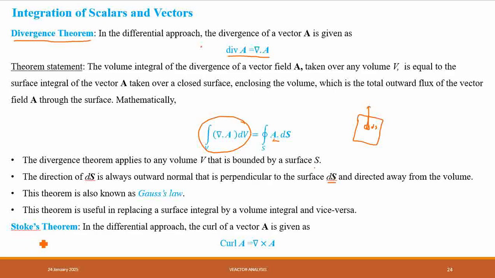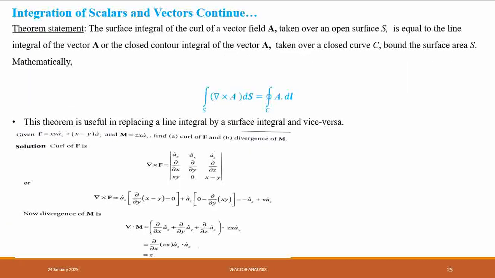And the next one is Stokes' theorem. The curl of a vector we can represent in the differential approach like this, as we have discussed earlier. Now the theorem says that the surface integral of the curl of vector A, taken over the open surface, this is the open surface, okay, is equal to the line integral of vector field A, or the closed contour integral of vector A taken over a closed curve C bounding the surface area S. So this theorem is useful in replacing a line integral by a surface integral. So we can replace the line integral by a surface integral or a surface integral by a line integral.